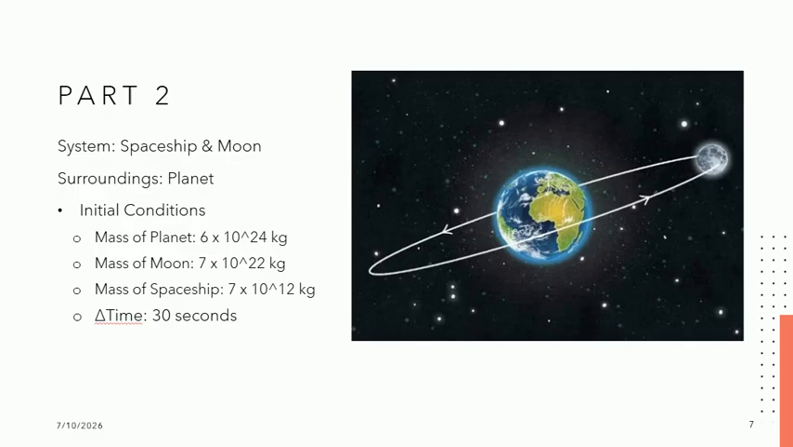For part 2 of the lab, the system is the spaceship and the moon that orbit the planet, which is the surroundings. The initial conditions are that the mass of the planet is 6 times 10 to the 24 kilograms. The mass of the moon is 7 times 10 to the 22 kilograms. The mass of the spaceship is 7 times 10 to the 12 kilograms, and the change in time is 30 seconds.